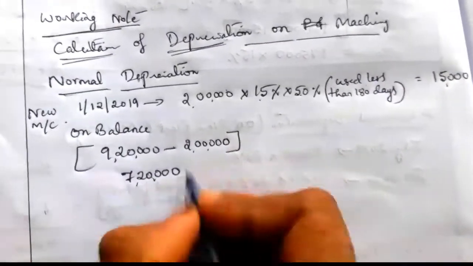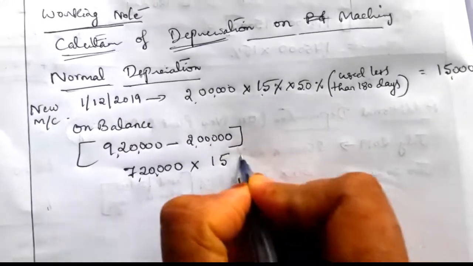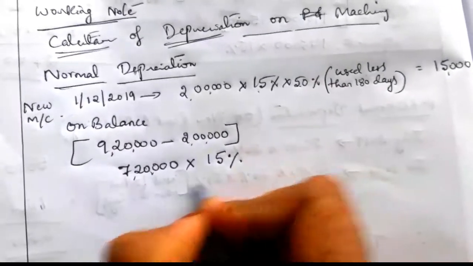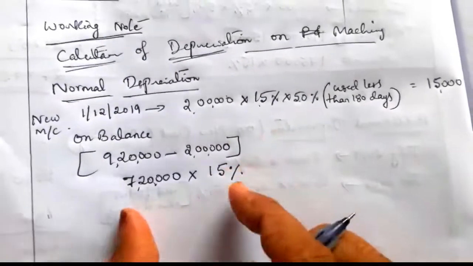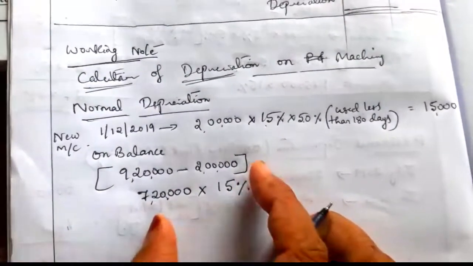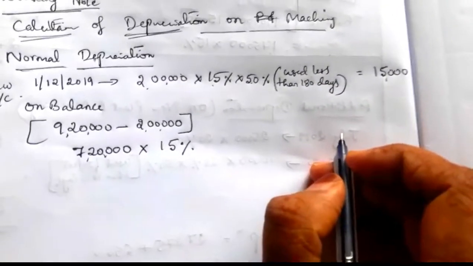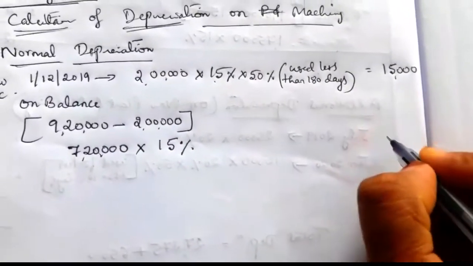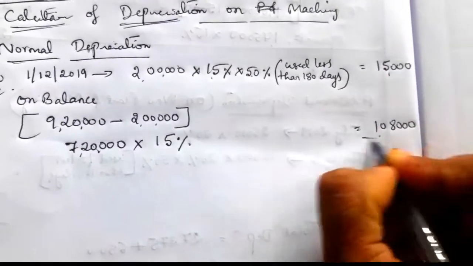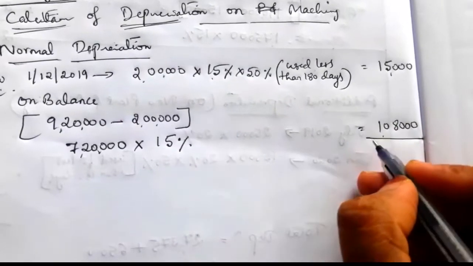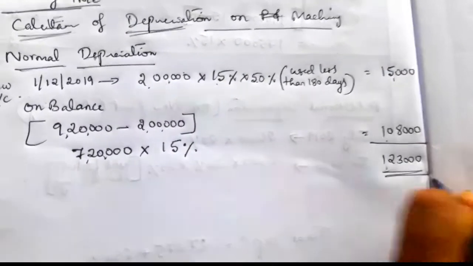Depreciation is not charged on this value yet. So 7,20,000 into the rate of depreciation on machinery, 15%, and here don't multiply by 50% because this part of the machinery is used more than 180 days, so no 50%. So 7,20,000 into 15% is equal to 1,08,000. So the total normal depreciation here is 1,23,000.